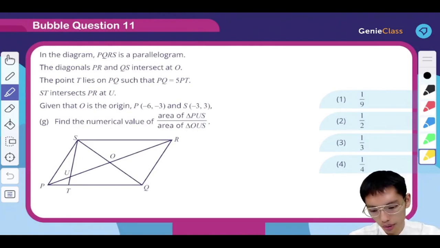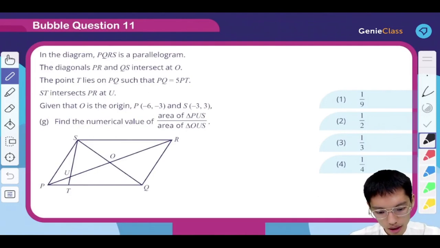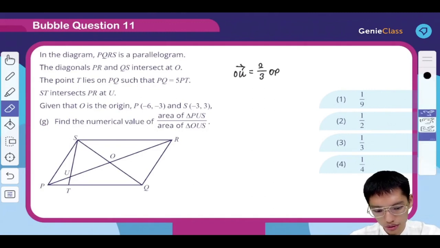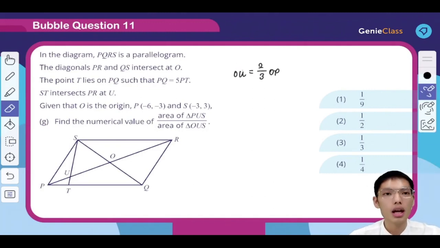Take note, I will need to provide you this in order to solve this notion over here. OU is 2/3 of OP. Alright, last bubble question for today. Let's see how you guys fare. Launching a bubble launcher in 3, 2, 1. This is a very common question. Let's go.